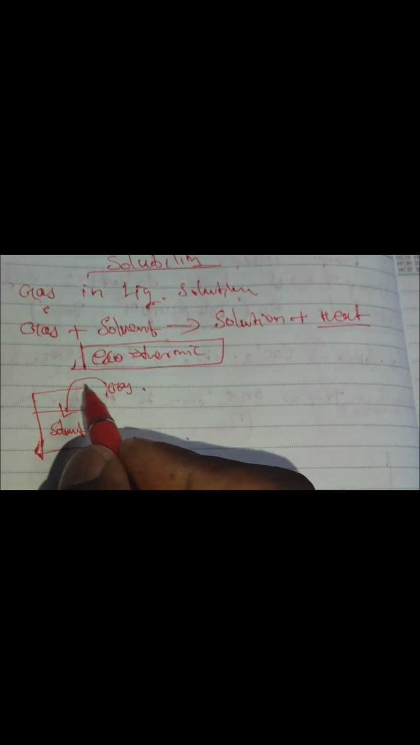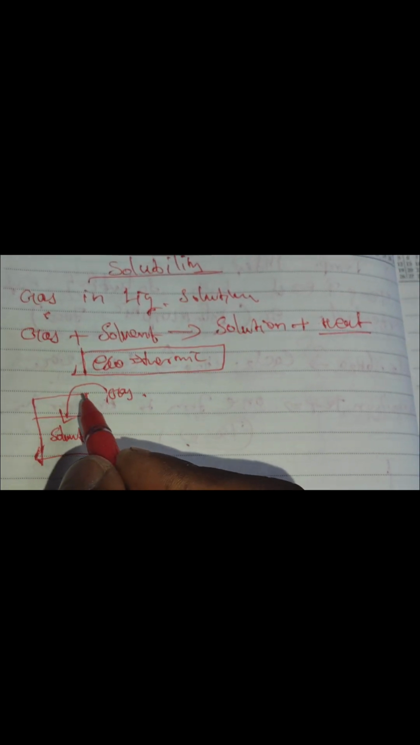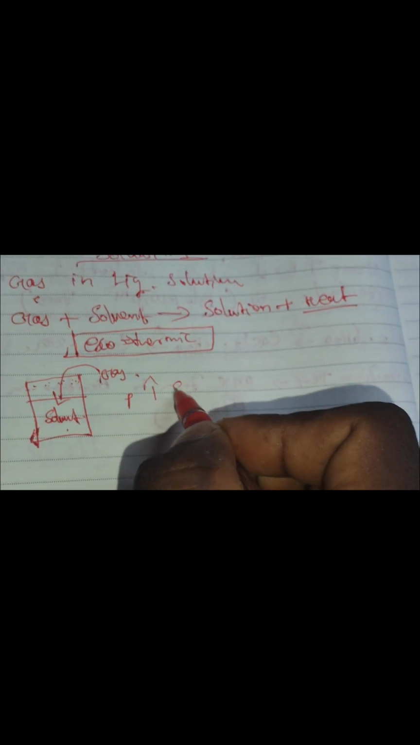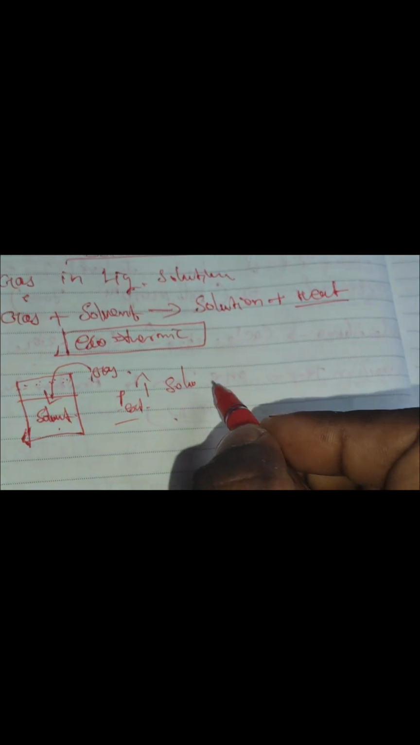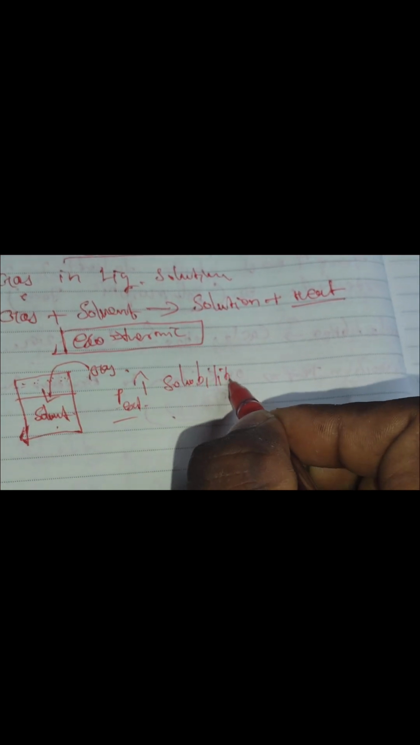For that reason, we consider a closed system, and we can add the solute into it. Now the partial pressure increases at the top of the solvent. When the partial pressure increases, the solubility also increases. That means when the external pressure increases, the solubility also increases.